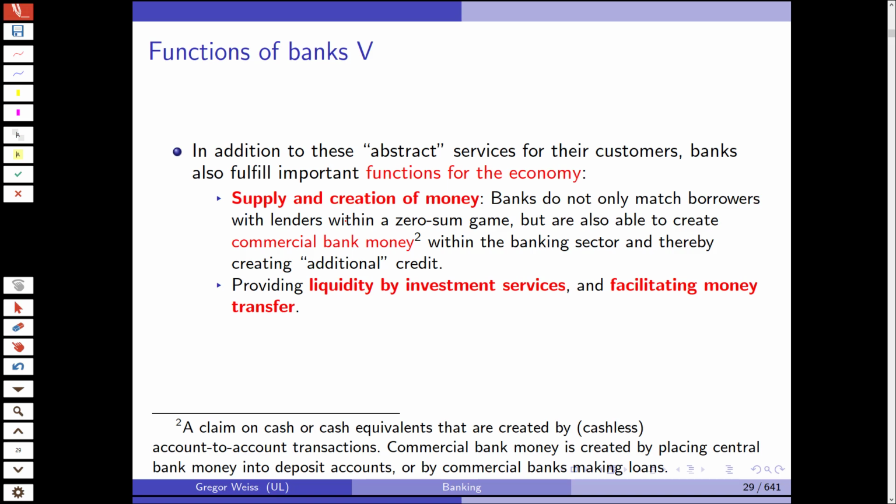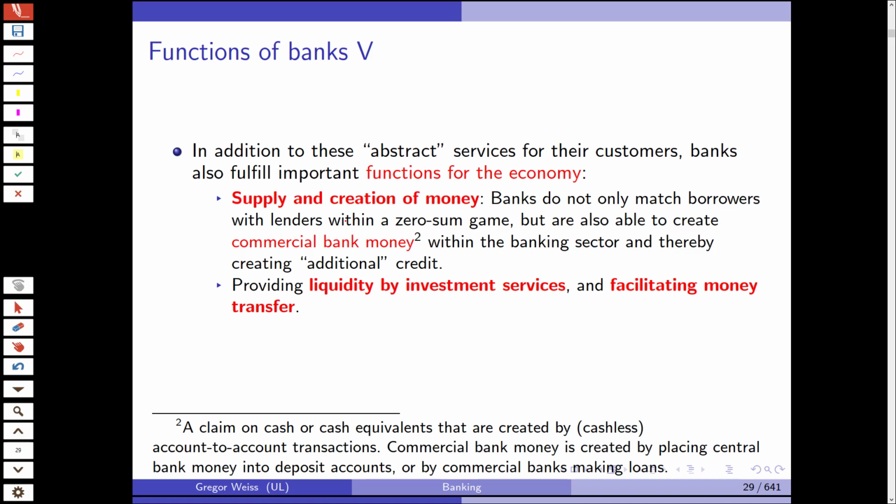Do we need them anymore? Well, with Apple Pay, Google Pay, etc., at every corner, you could also argue, well, we don't need banks any longer because we have Apple Pay. But what are they doing in the background? They are a bank again.